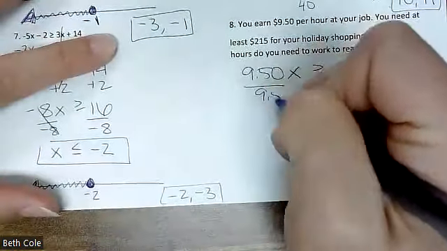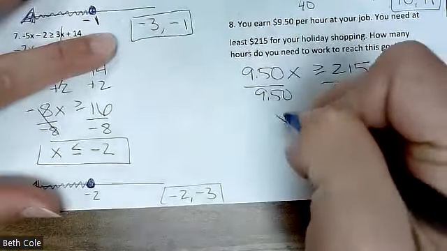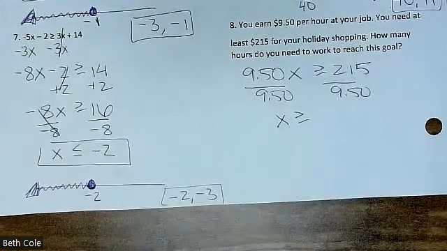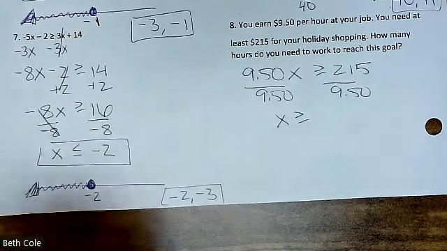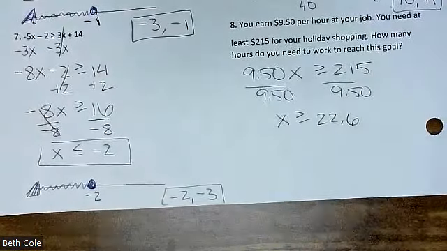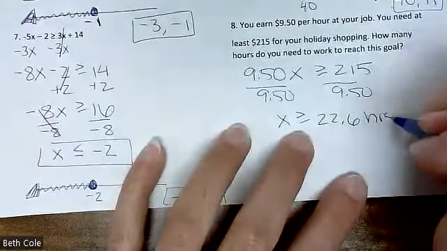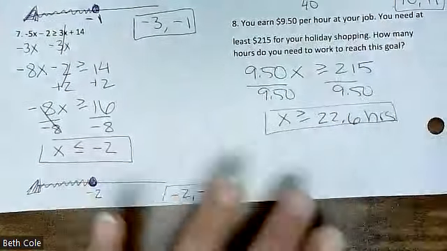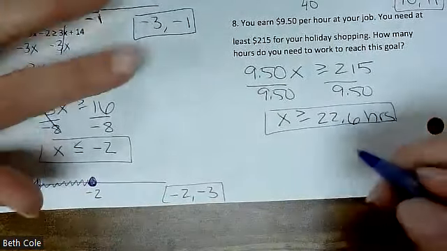Yeah, divide by 9.50. So x is greater than or equal to, do not say anything to Siri. I will type this in the calculator. Okay. Thank you. It says 22.6. So greater than 22.6, what? Good, hours. You need to work more than 22.6 hours to earn enough money.